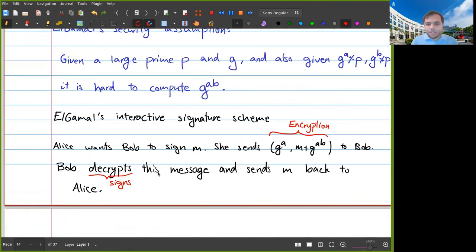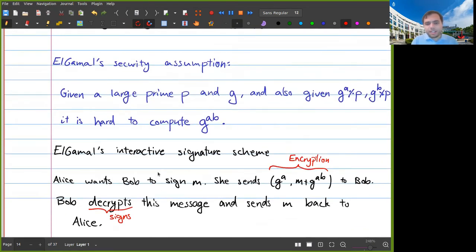Okay, so generally there is nothing that we can really do with ElGamal that we cannot do with RSA and vice versa, but they kind of have a nice and different flavor like this. So the signature scheme here is kind of interactive by default.